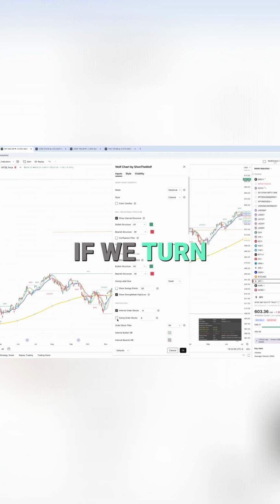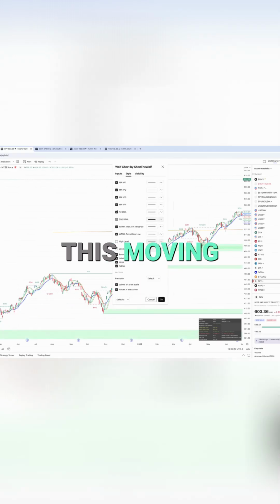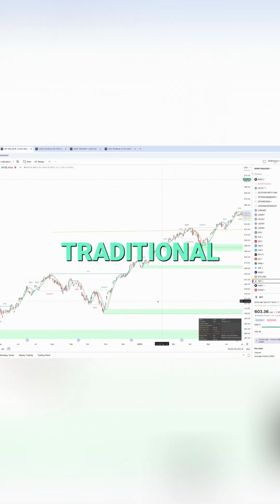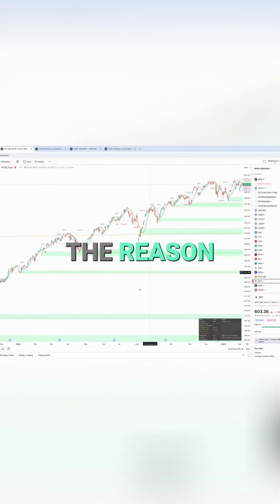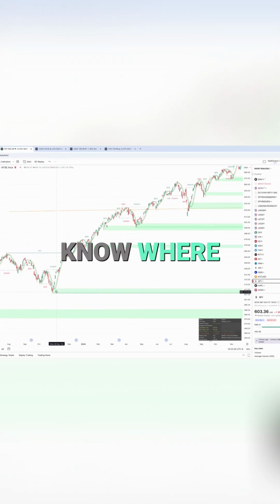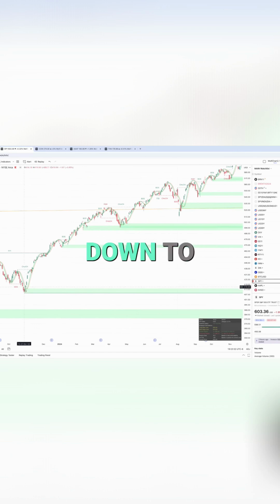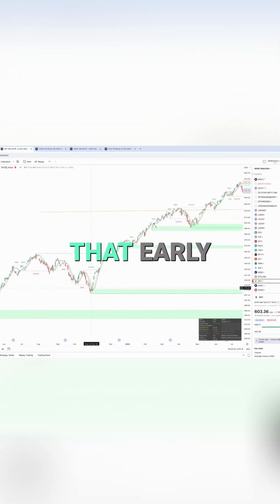So if we turn these on the SPY, I'm gonna show you how this moving average operates and what its true purpose is. So this moving average is quicker than any traditional moving average, and it's more intelligent than regular moving averages. The reason why I say it's more intelligent is because the code that I put in it allows it to know where smart money investors come in with high volume, it rushes down to where the buy zone is and then confirms the early entry. So whether we're under the 200 or above it, it'll still give you that early reversal signal whether the stock is going to pull back or whether it's going to go up.